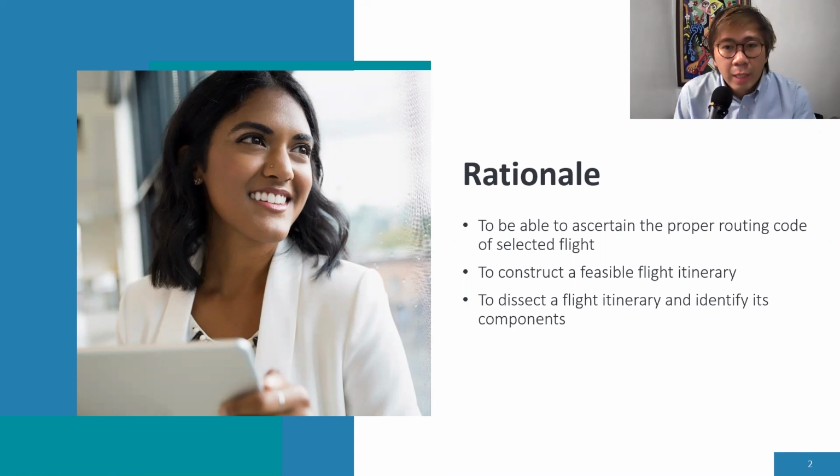First, the students should be able to ascertain the proper routing codes of selected flights. Meaning to say, it's an application of the lesson that discussed the IATA geography. So of course, you should be familiar with that. That's part of our work as a travel agent. In this sense, I'm going to assess whether you have a working knowledge to identify a particular route. If you feel that you're not confident enough, or you lack the competency yet, I suggest you go back to the video about travel geography, part one and part two.